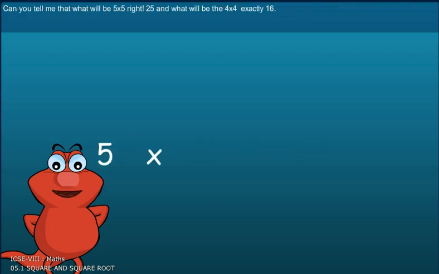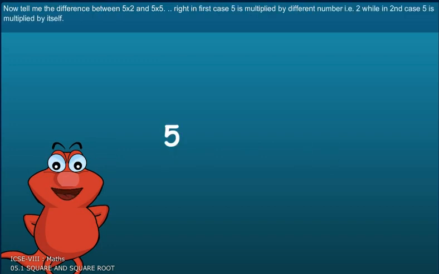Can you tell me? What will be 5 multiplied by 5? Right, 25. And what will be 4 multiplied by 4? Exactly, 16. Now tell me the difference between 5 multiplied by 2 and 5 multiplied by 5. Right, in first case, 5 is multiplied by a different number, that is 2. While in second case, 5 is multiplied by itself.